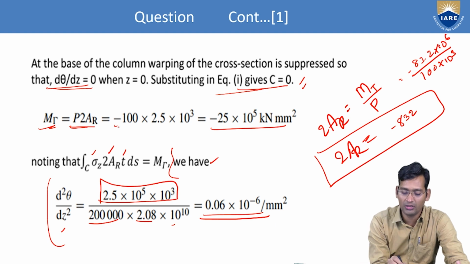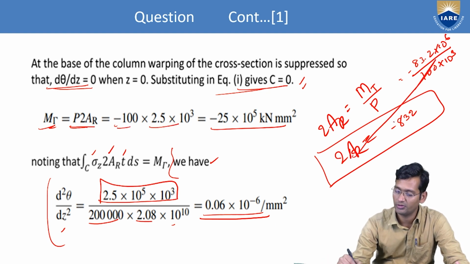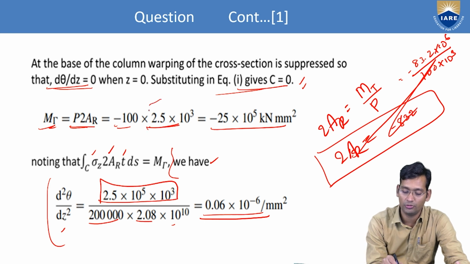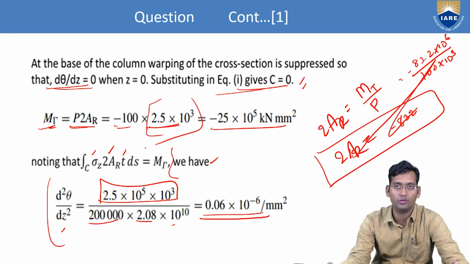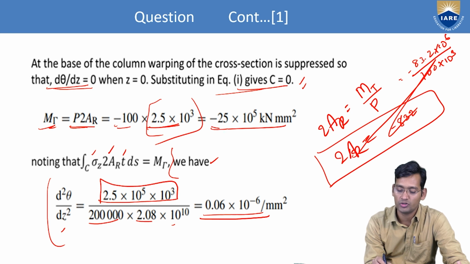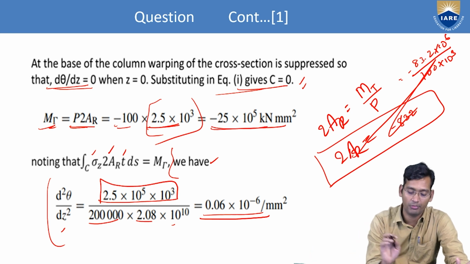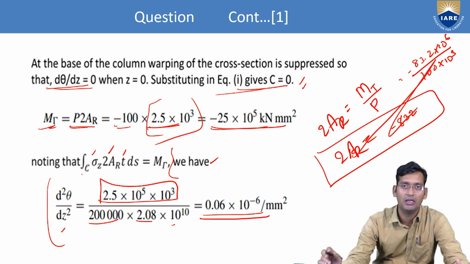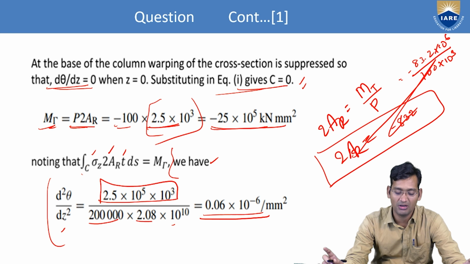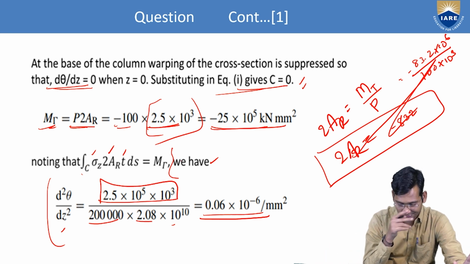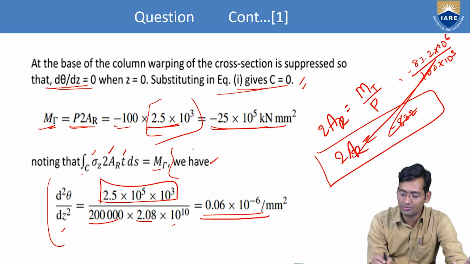Okay, so P is given as 100, and 2AR we already know is 2.5 into 10 to the power 3, that gives minus 2, minus 25 into 10 to the power 5 kilonewton. So now we have M tau. Noting that, M tau equals the integral of sigma z into 2AR into t ds, that is M tau. So now we can substitute the value of M tau.